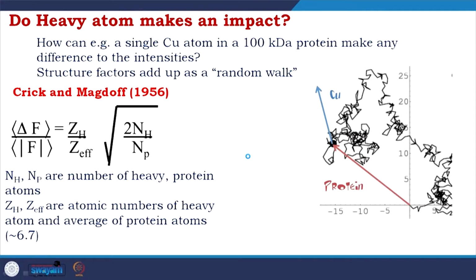This is the change, the protein has its vector and then the copper adds to the structure factor. So, in a 100 kilodalton protein, copper with atomic number 28 adds 5.6%, that is the impact. Now, depending on this you could choose the heavy metal, and you could also understand what would be the optimized concentration of the heavy metal.